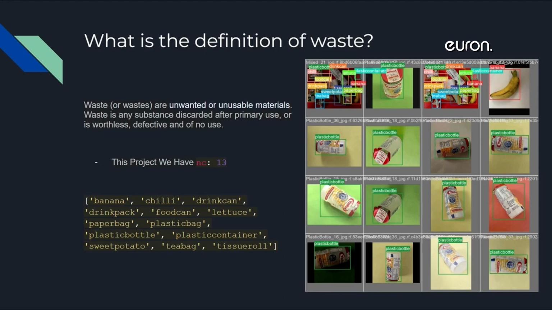Here, if you see, I have 13 classes of waste in this project. As you can see, I have banana waste, chili, drink can, drink pack, food can, paper bag, plastic bag. These are the things I am considering as waste, and these are the images I collected. If you want to integrate some more waste materials, you can collect those images and include them inside your data. In this project I will only use 13 classes of waste materials, but you can add more in future. So this is all about our waste detection.